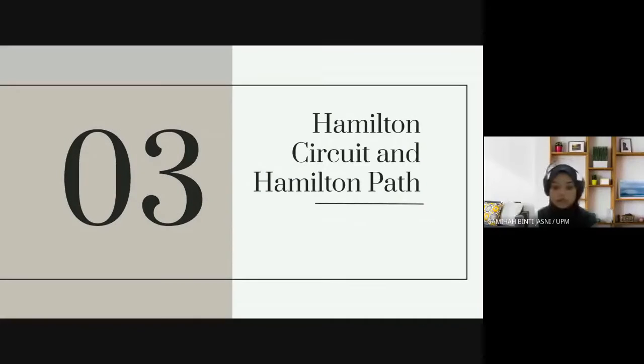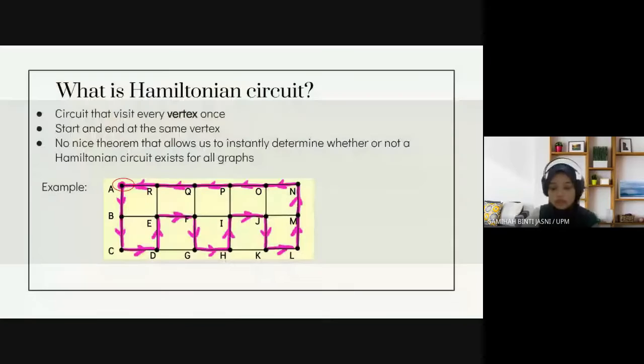Next, I am going to present about Hamilton circuit and Hamilton path. So, what is a Hamiltonian circuit? A Hamiltonian circuit is a circuit that visits every vertex once, and it must start and end at the same vertex because it is a circuit.